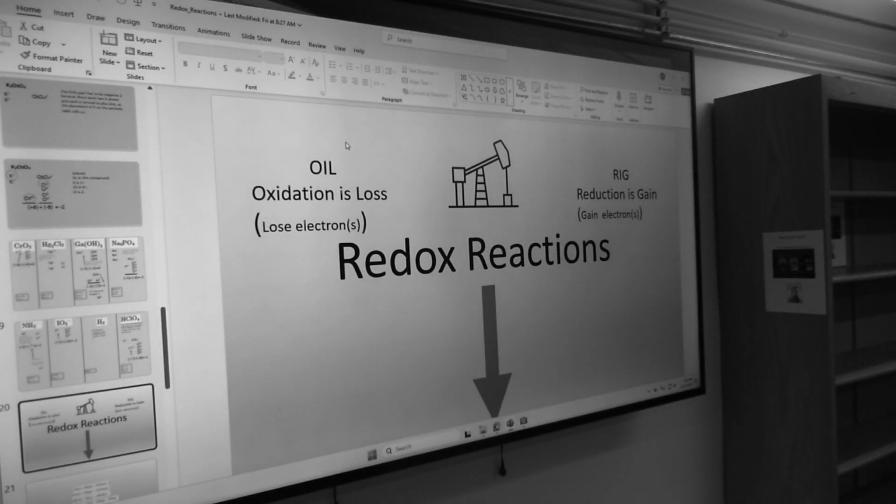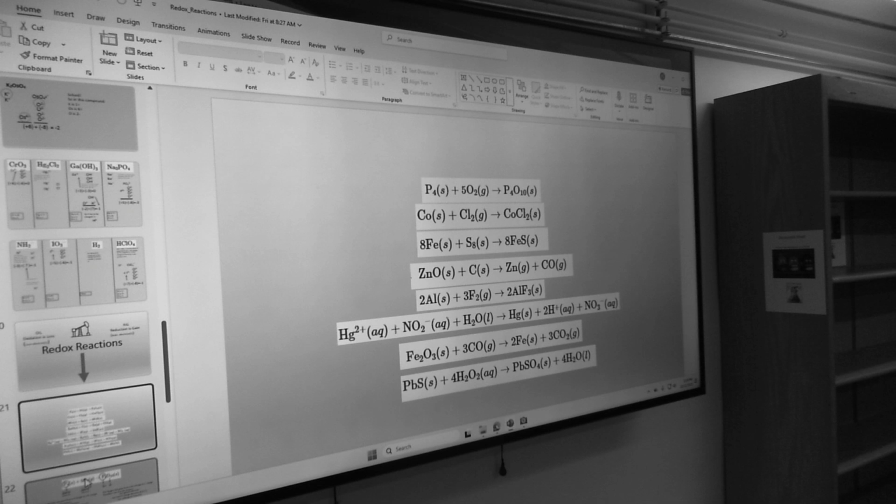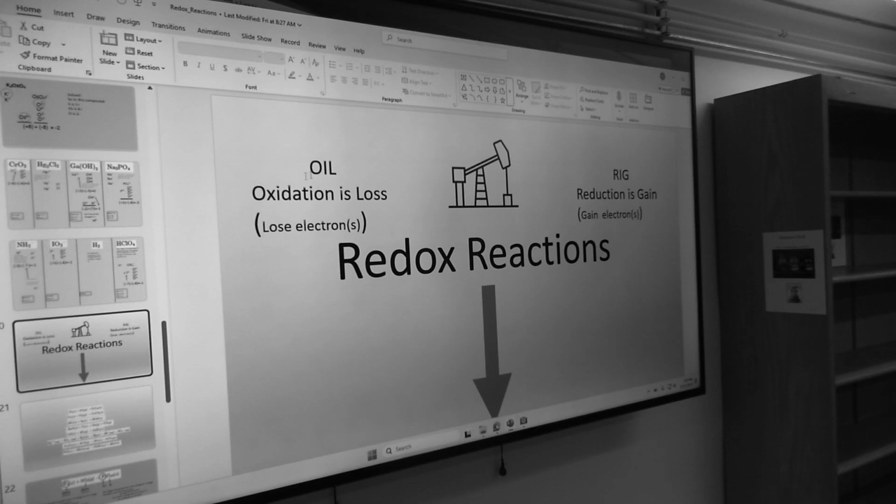Okay, redox reactions. What you're trying to figure out with redox reactions is you'll have a reaction. Here's a bunch of reactions that I'm going to go into in a second. And you have to figure out where the electrons will go. This mnemonic oil rig has showed up in textbooks everywhere. Oxidation is loss of electrons, and reduction is gain of electrons.